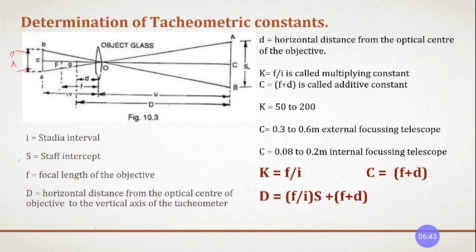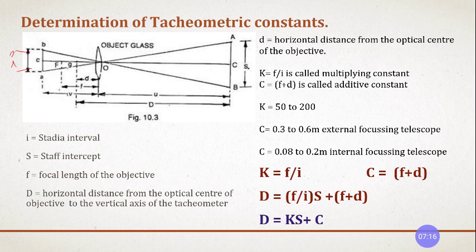So distance can be calculated as D = kS + c, right? f/i is equal to k. So it is D = kS + c. f/i is nothing but k, so we are just placing k. We are removing f/i and just keeping k to make it simple. This is how to calculate the distance.